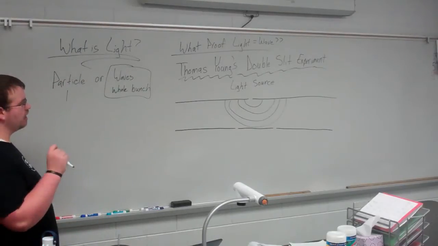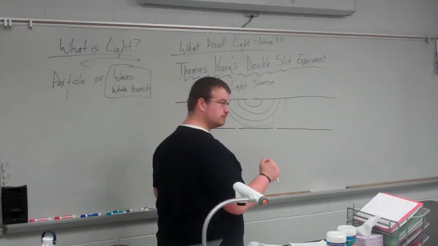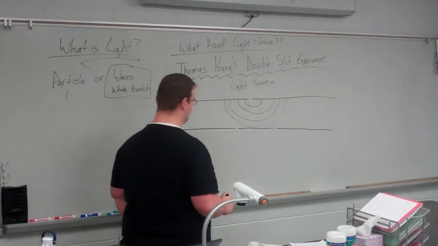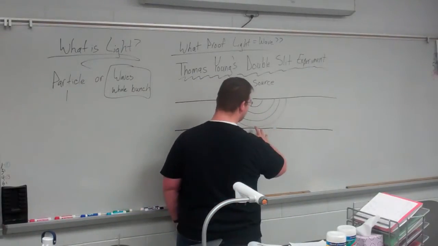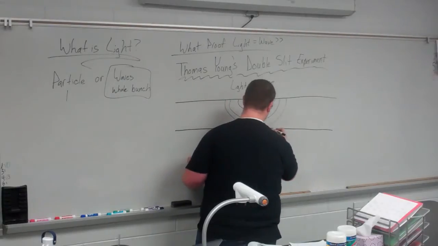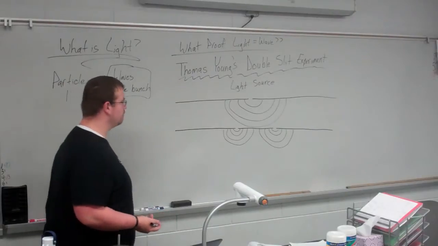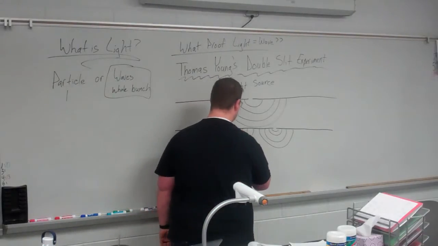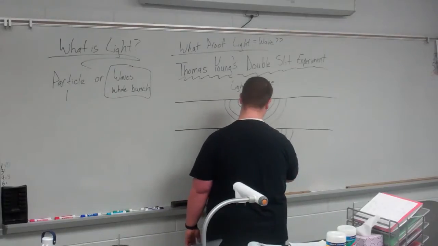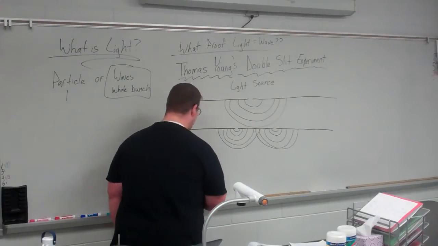So here's the interesting thing that took place in Thomas Young's, Dr. Young's double slit experiment. The light came in through here, and then it starts radiating from here. So both of these start radiating light. I'm only going to put some little waves around this. So then the interesting thing takes place. These start interacting.